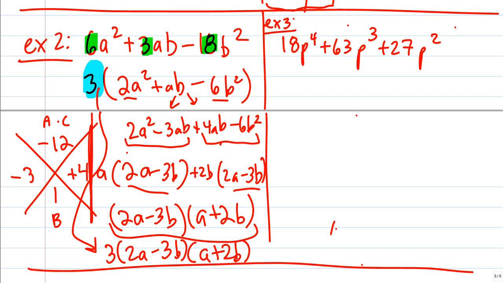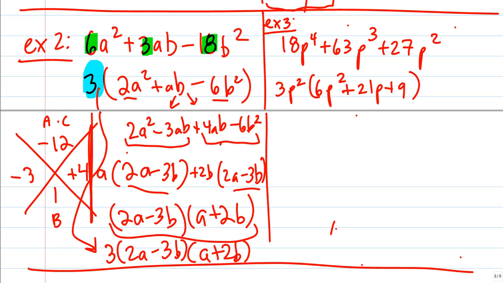Okay? So 18, 63, and 27, I know that those are all divisible by 3. And they all have p's. In fact, how many p's in common? How about 2? That gives us 6, 21, and 9. Now, 6, 21, and 9 are still divisible by 3. That means we did not factor out the greatest common factor of those numbers.